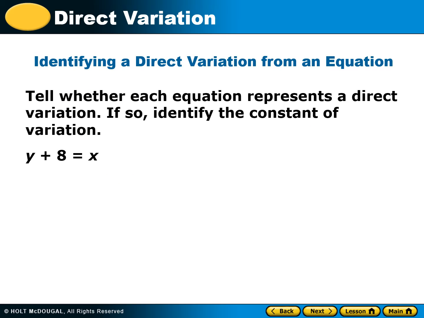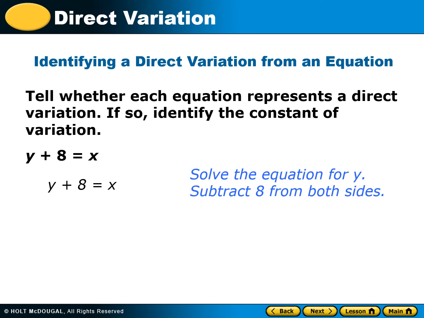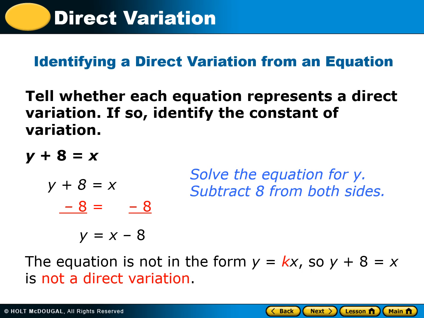Let us identify whether an equation is a direct variation or not. Supposing we have y plus 8 equals x. We subtract 8 from both sides of the equation, so we get y equals x minus 8. From here, we can see that the equation is not in the form y equals kx. So y plus 8 equals x is not a direct variation.